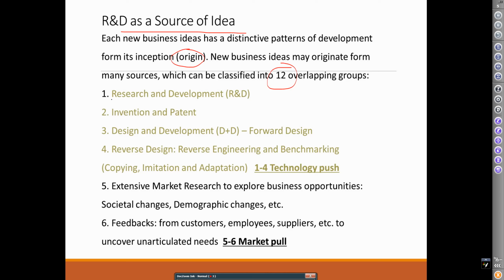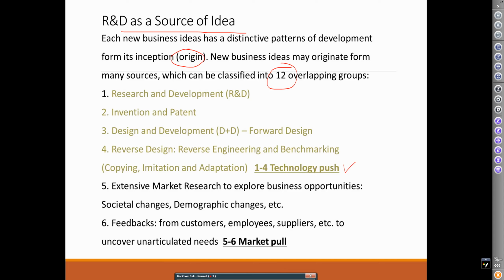I marked the first 4 groups in green, because if we look at research and development, invention and patent, design and development, which we already discussed, and reverse design, all these overlapping groups belong to the technology push strategy. So it means that if the company recognizes the research and development process as one of these overlapping groups, this company uses the technology push strategy.